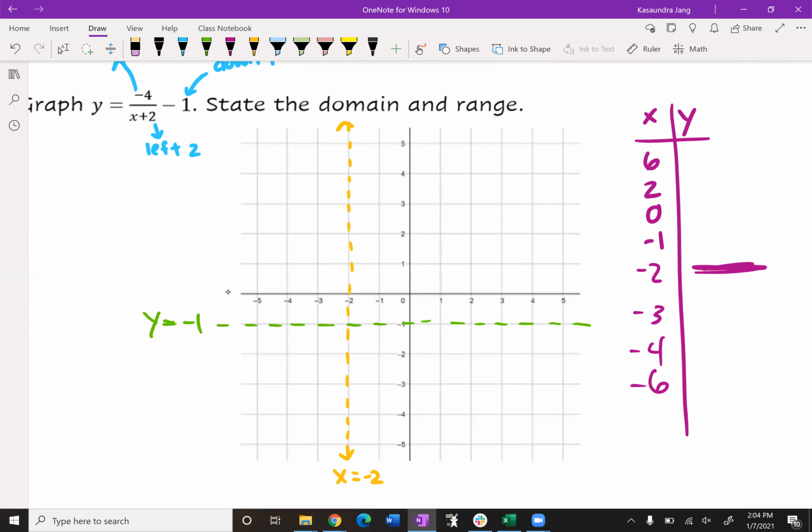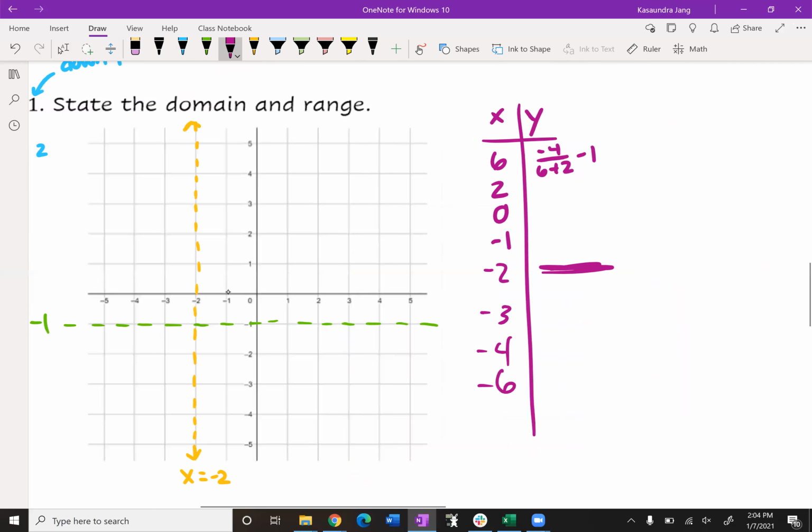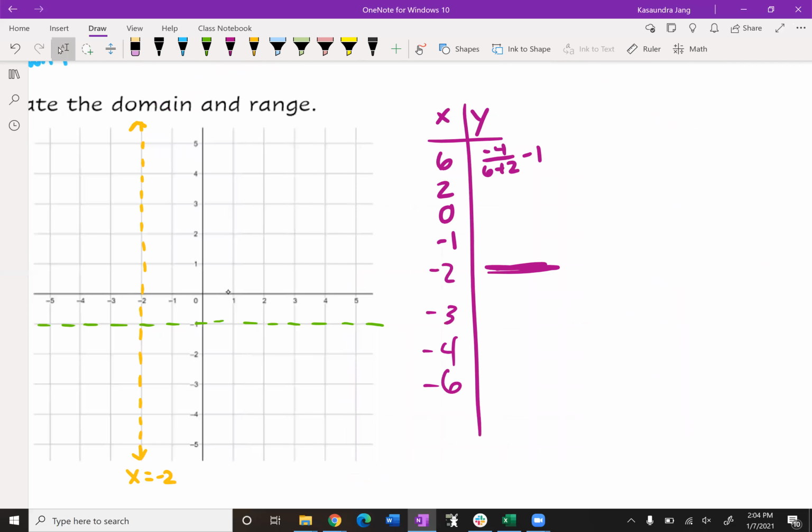It is a bit more messy. You're going to have to do a bit of simplifying. I'm plugging in a 6, so I got a 6 plus 2 in the denominator. I subtract 1, so I got all this. This is going to give me negative 4 over 8 minus 1, so it's like a negative 1/2 minus 1. So negative 1.5. Okay, so that was at 6, kind of off the charts here. It's hitting negative 1.5.